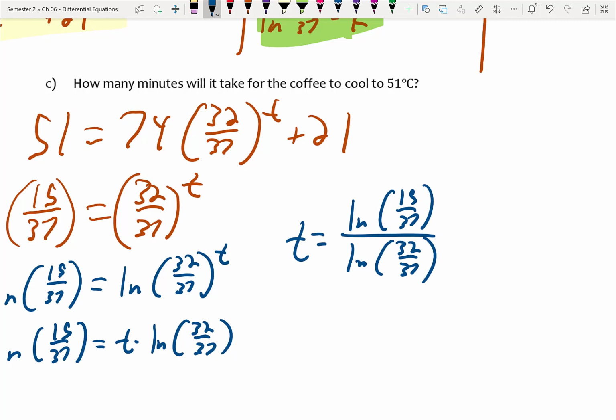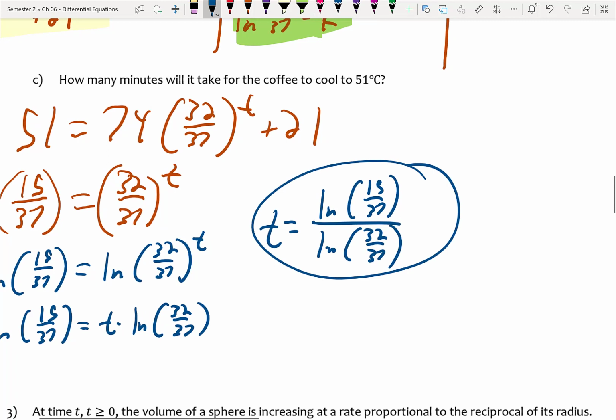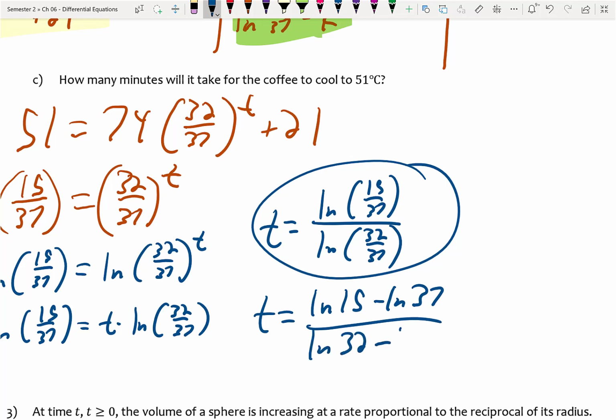There really isn't a great way to simplify that, and I wouldn't ask you to. Remember, this is calculator ready, and any scientific calculator you use could calculate that. If you wanted to make it a little bit cutesier, you could break it up into the ln of 15 minus the ln of 37 over the ln of 32 minus the ln of 37. But it's not like you can cancel out those ln of 37s. You could even get crazier and say that this is the ln of 3 plus the ln of 5, and this is 5 times the natural log of 2. But all that is just reducing out the same thing.